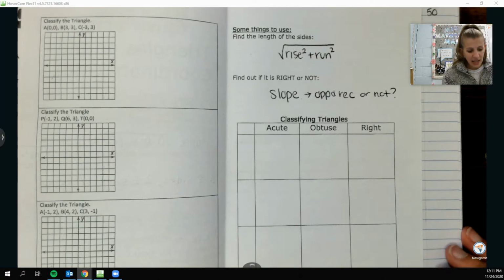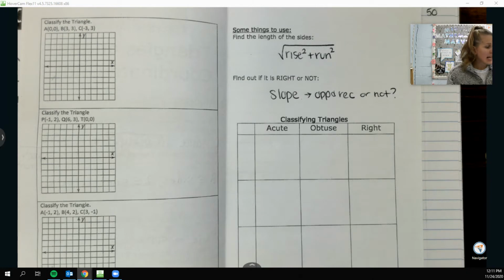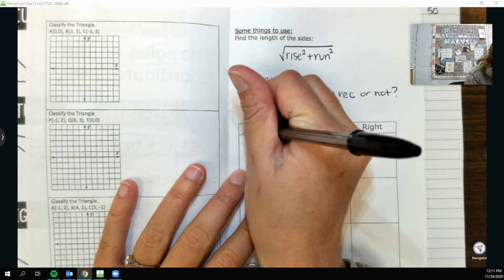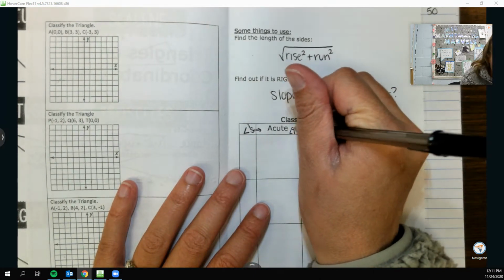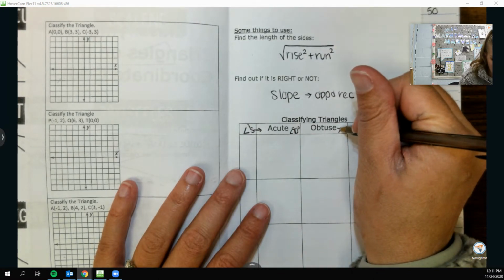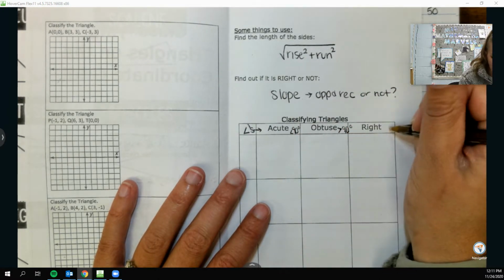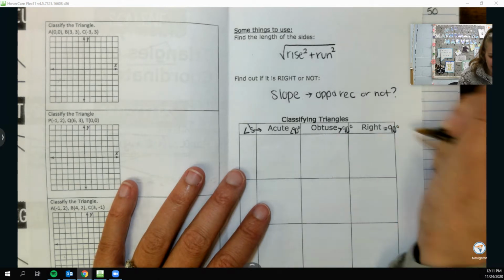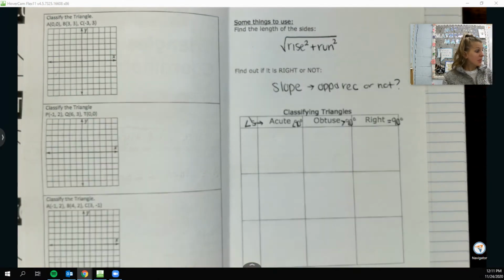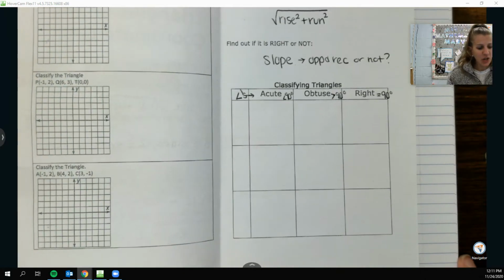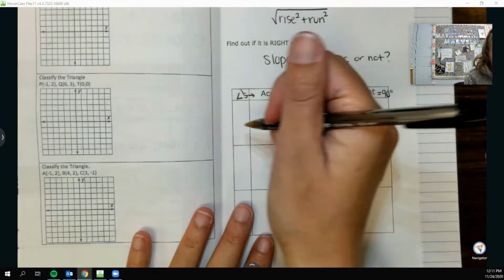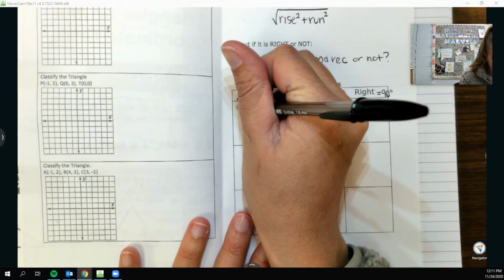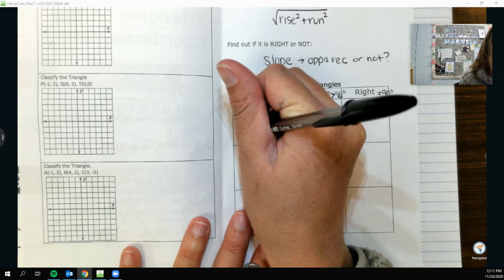Now, when I classify a triangle, again, it can be classified two ways. One way is by the angles. An acute angle is less than 90. Obtuse is greater than 90. Right means exactly 90. You can also classify your triangle based on how many sides are the same. So if none of the sides are the same, you are called scalene.